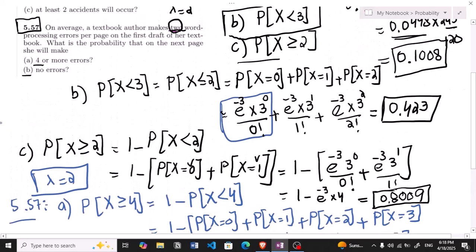And moving to part B of my question, I have to find the probability that we will get no errors.